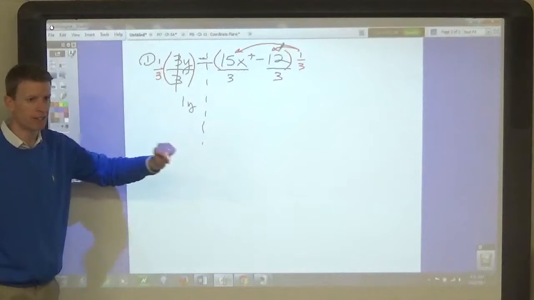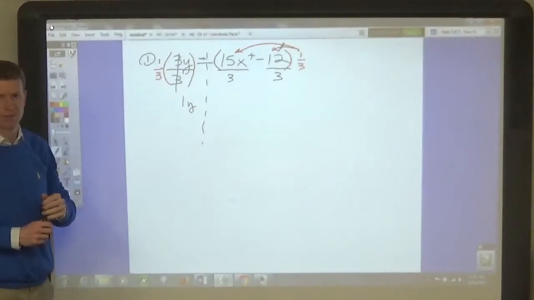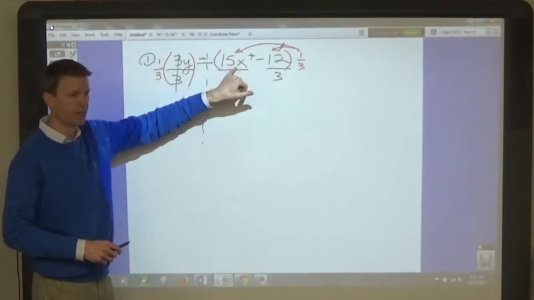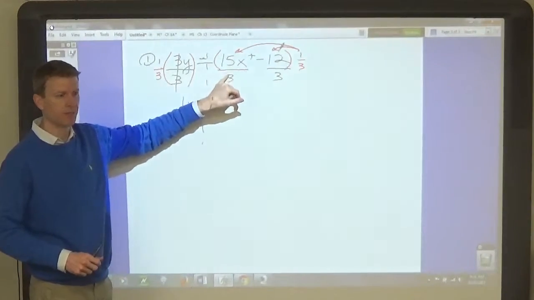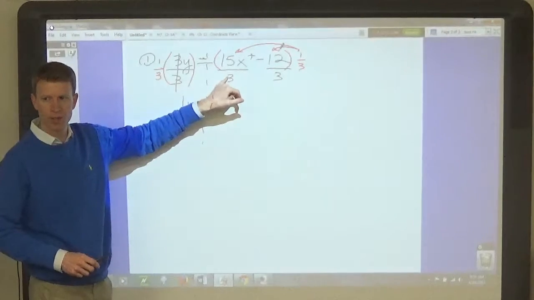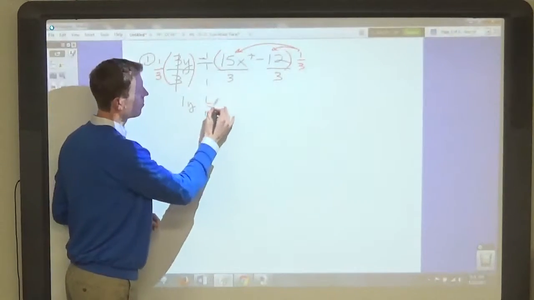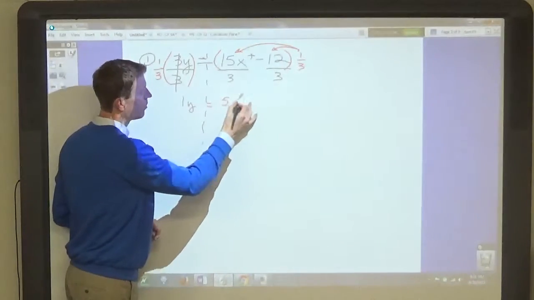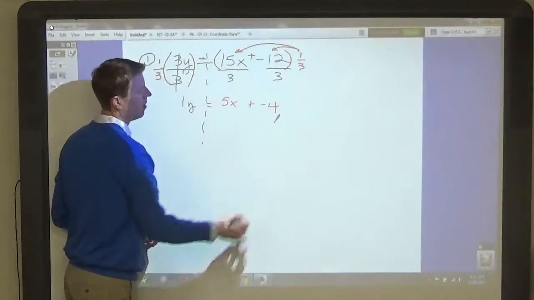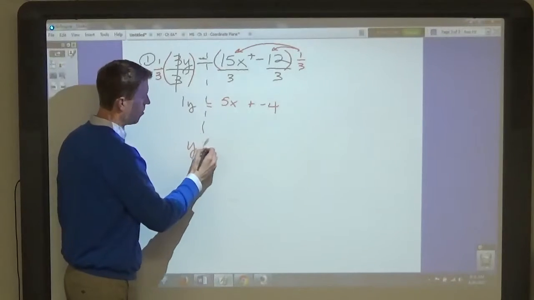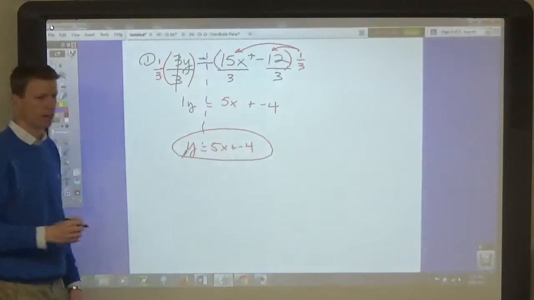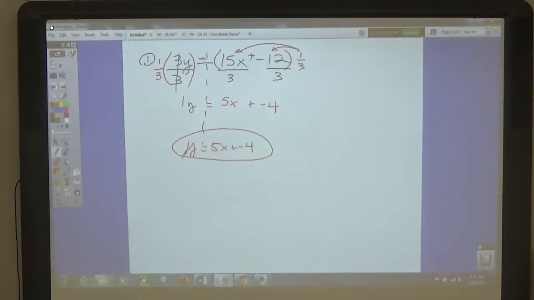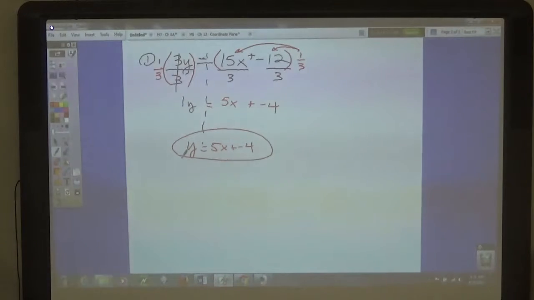So now simplify this side. Okay? Why don't we simplify this? 5x plus negative 4. Yep. Fine. So this equals 5x plus negative 4. Y equals 5x plus negative 4. This is solved for y. Okay? Any questions on that one?